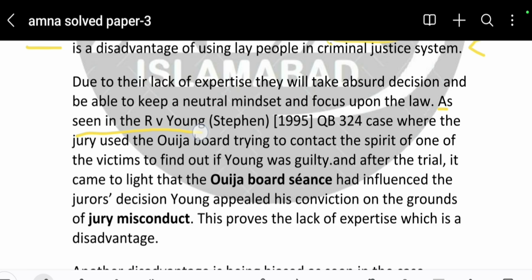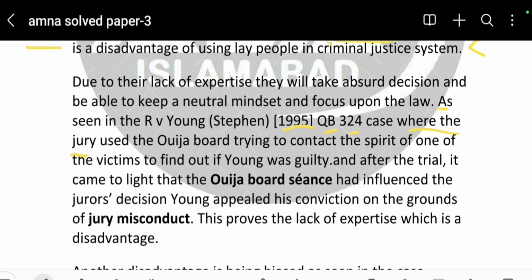As seen in the R v Young (Stephen) 1995 QB 324 case. You cannot write only R v Young. Instead, you have to mention the whole case citation, the way I have mentioned it. After mentioning the case reference, you have to tell what happened in this case. Basically, in this case the jury used a Ouija board, trying to contact the spirit of one of the victims to find out if Young was guilty. After the trial, it came to light that the Ouija board had influenced the jurors' decision. Young appealed his conviction on the grounds of jury misconduct.